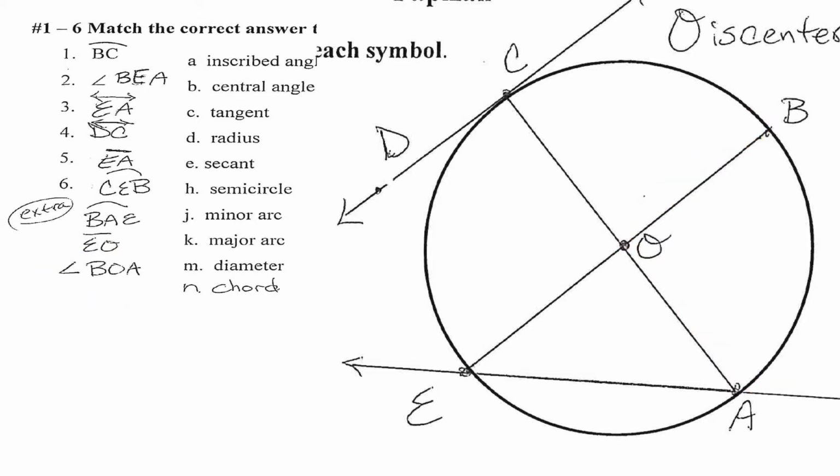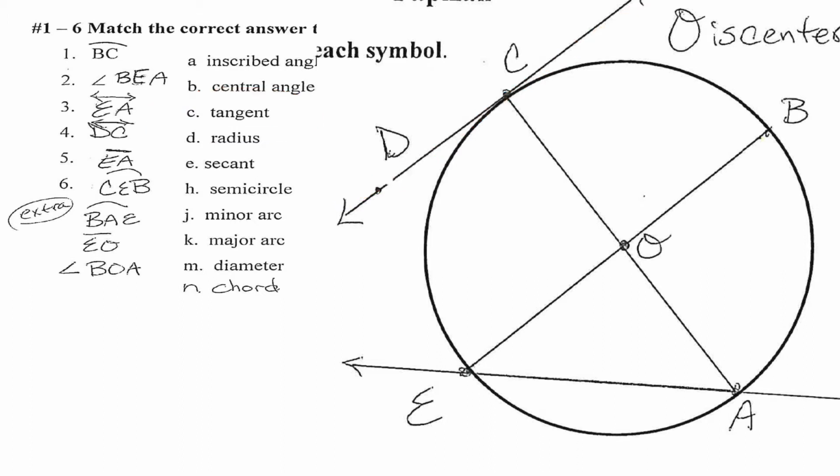Line EA. Now we've got to be careful here. Since it did say line, that means it's the thing that keeps on going inside. And it has gone through the circle and it's on the outside of the circle. So when it's both, it is a secant. Secant for EA. Alright, line DC is not going inside at all, so that is a tangent. Just hitting it at one point.